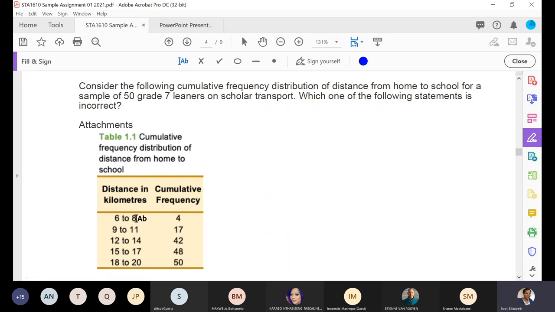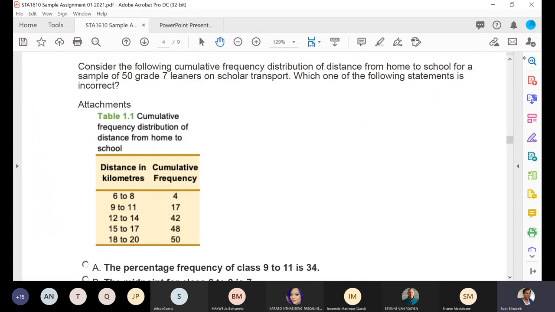In this instance, there is a gap between 8 and 9, because what happens if the distance traveled was 8.5 or 8.4? Are we rounding them off to the nearest value? So we need to pay attention to this as well, because of how you will define your class width. The class width tells me from 6 to 8, what is the distance? So the distance, you will calculate it by saying the class width.